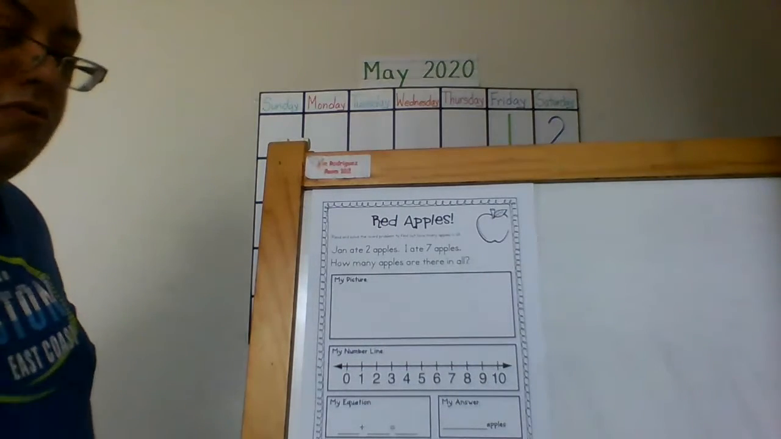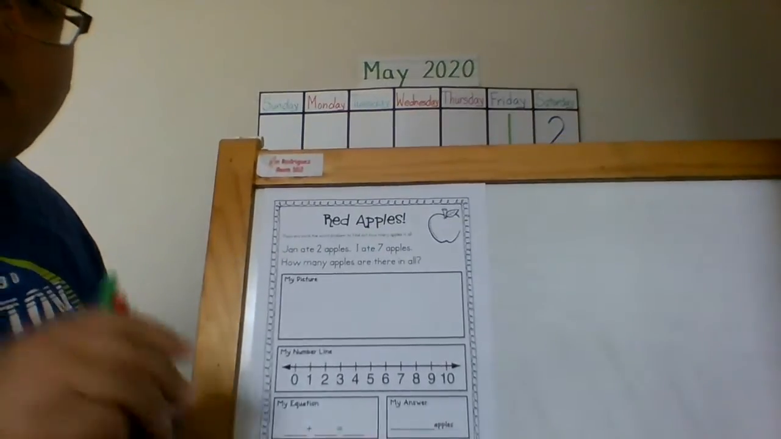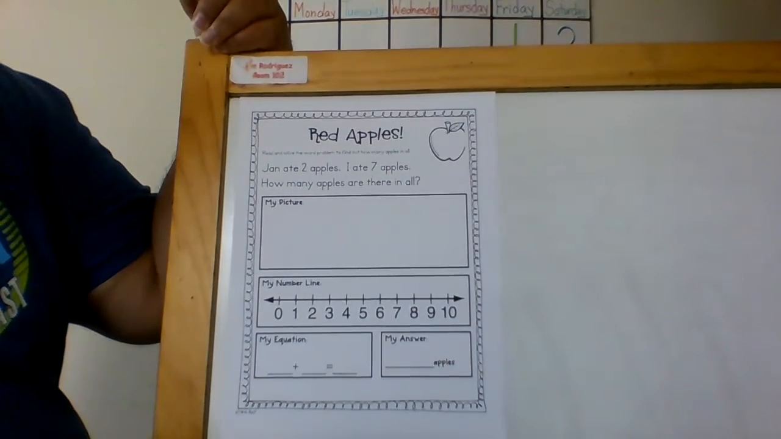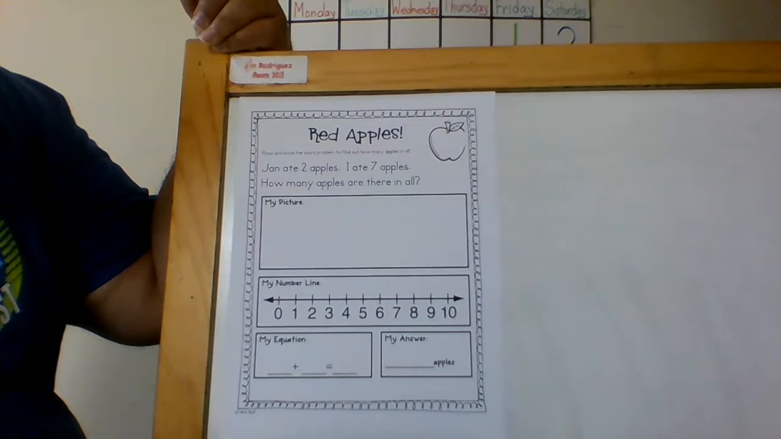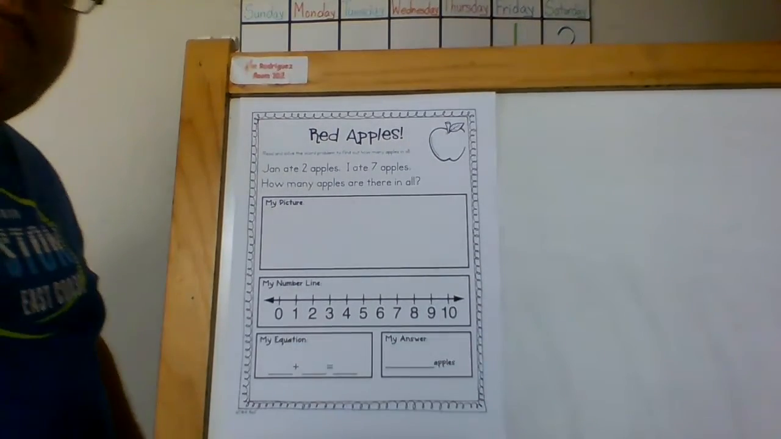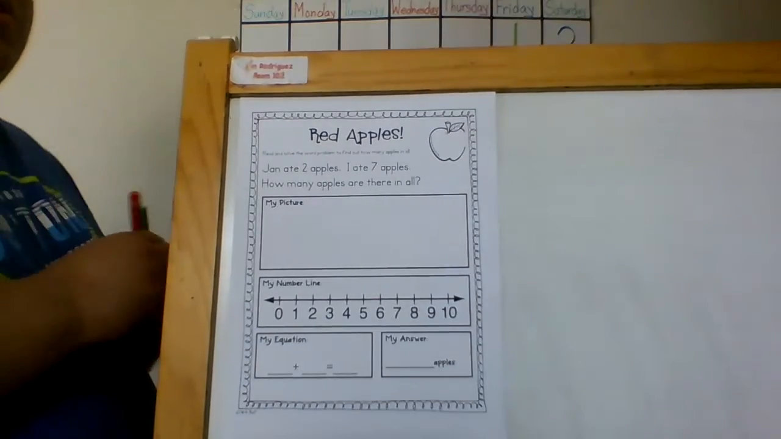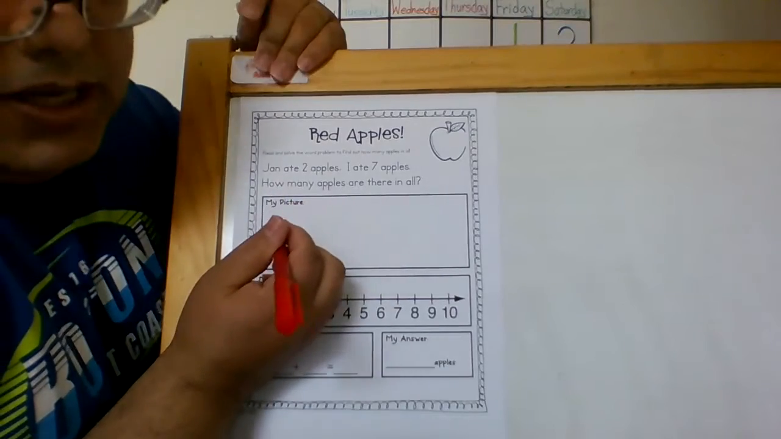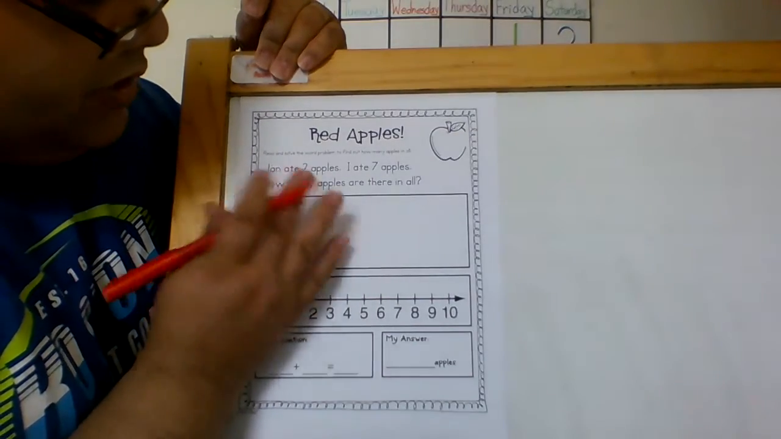This one is called red apples. Read and solve the word problem to find out how many apples in all. That means addition. In all means addition. Jan ate 2 apples. I ate 7 apples. How many apples are there in all? Even though they're using the word ate, you're going to pretend that they're all being eaten, and that means not subtraction.